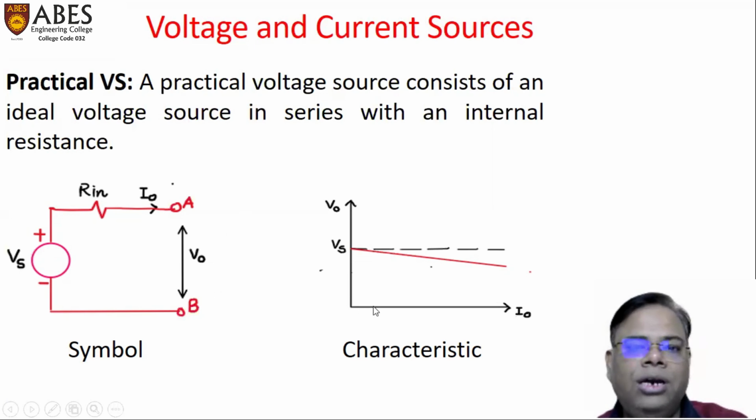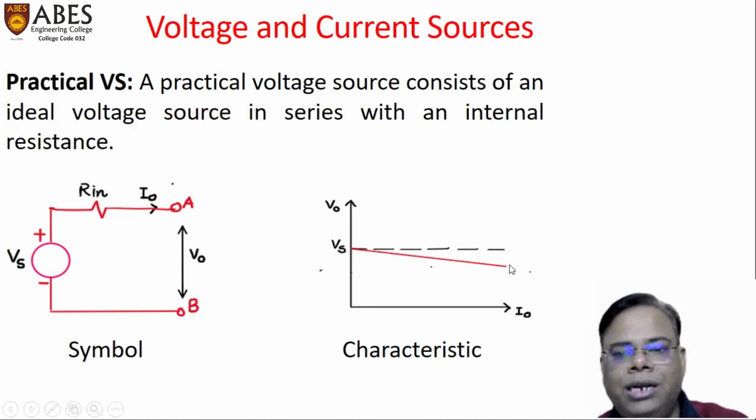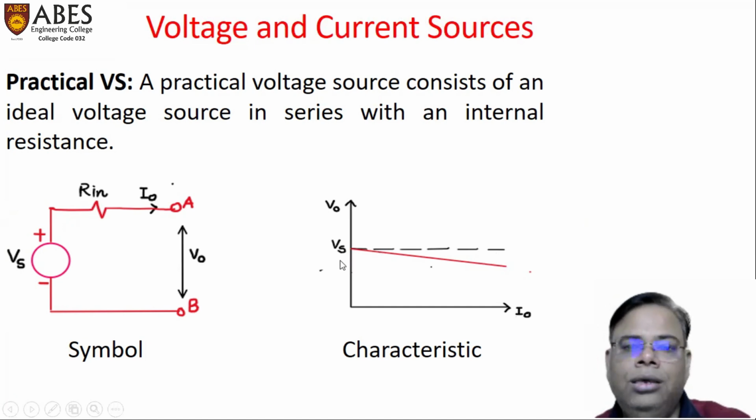If we talk about the characteristic of practical voltage source, you can see here by red color, we have plotted the characteristic of practical voltage source, and the dotted characteristic is showing the characteristic of ideal voltage source. In the ideal voltage source, output voltage remains constant at any value of output current, while if we talk about the practical voltage source, then the output voltage will decrease if we increase the output current.